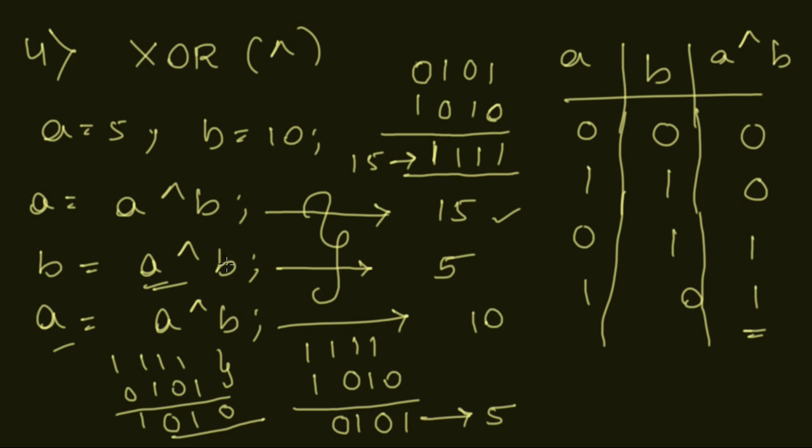So after doing XOR, the values of A will be 10 and B will be 5. That means they are swapped. In that way we can use XOR for swapping two numbers. And lastly, we are going to use just a single statement in order to swap two numbers. Let us check how it can be done.